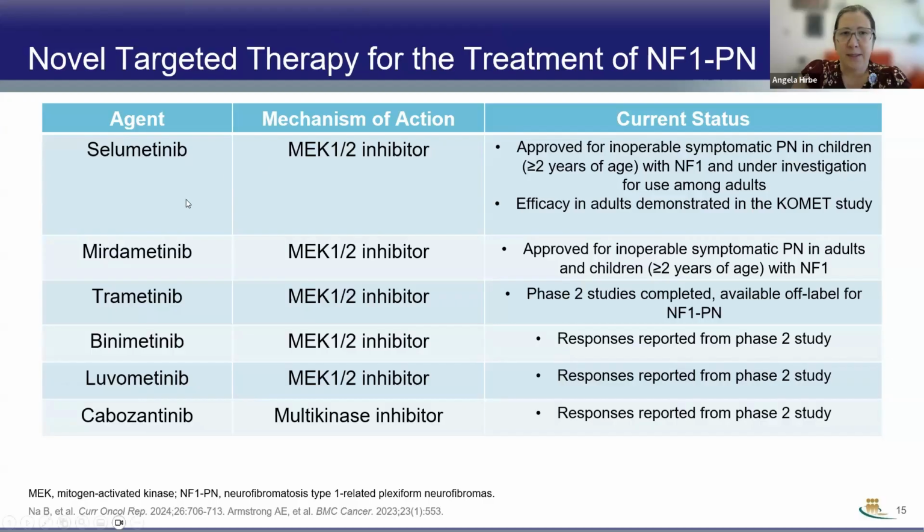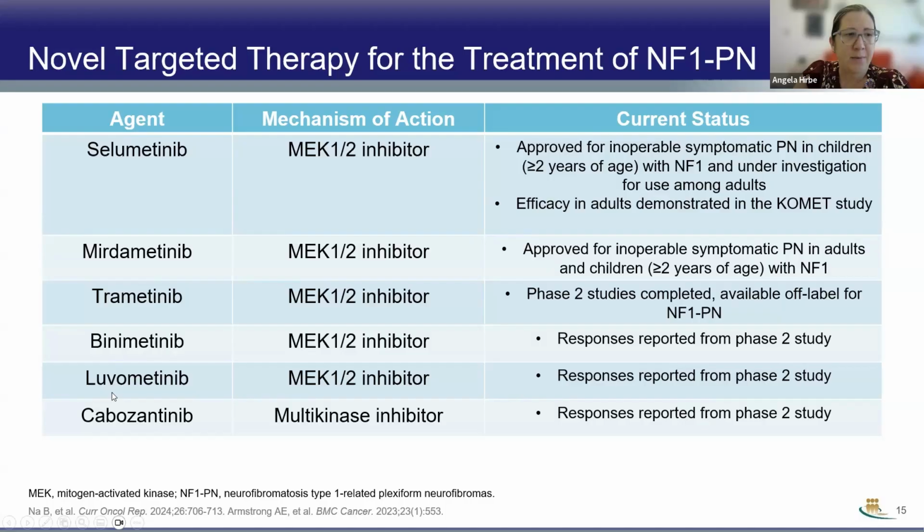So selumetinib is a MEK1/2 inhibitor. It's approved for inoperable symptomatic plexiform neurofibromas in children with NF1, and it's still under investigation for use among adults. But there was efficacy in adults demonstrated in the COMET study, and we'll talk about some of that data. Mirdametinib is also a MEK1/2 inhibitor, and this is approved for inoperable symptomatic plexiform neurofibromas in both adults and children greater than 2 years of age.